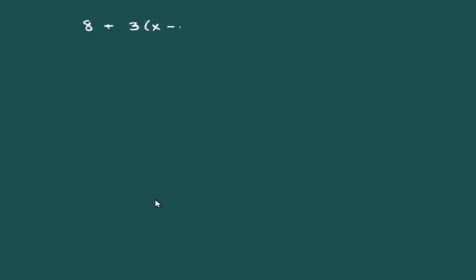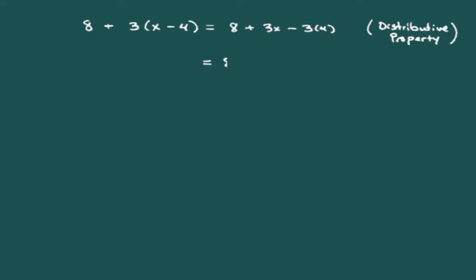So again, if we use our properties of the real numbers, we begin by applying the distributive property. So we can distribute our 3 to the x and the 4. So we have 8 plus 3 times x minus 3 times 4. Now, what that gives us from there is that we have a couple of like terms. And our like terms are really given by the 8 and the 12. So those are going to be like terms.